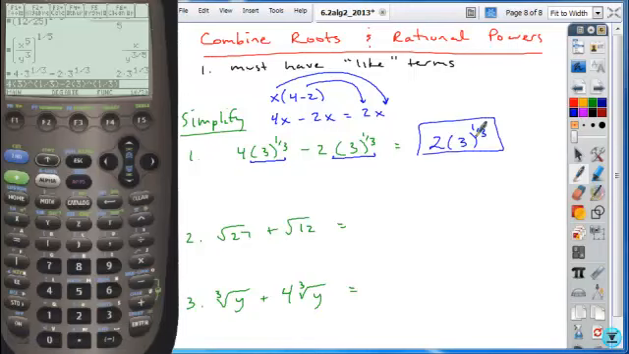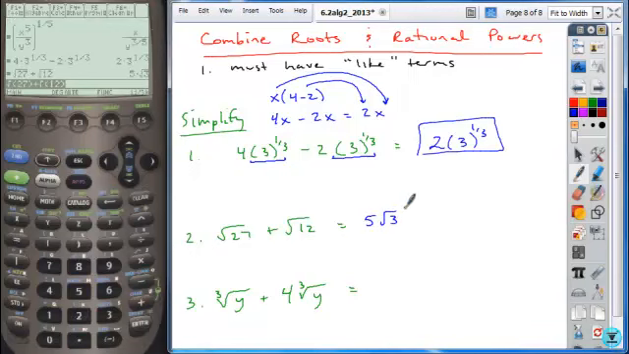For the square roots, your calculator does square roots, so you might as well take advantage of that. Just enter it exactly as it appears: square root of 27 plus the square root of 12. Enter, and you get your answer, 5√3. You could also do this by hand. You'd need to simplify each radical first and then combine the like terms in the same way we did the first problem.